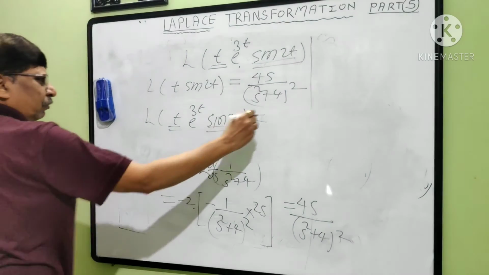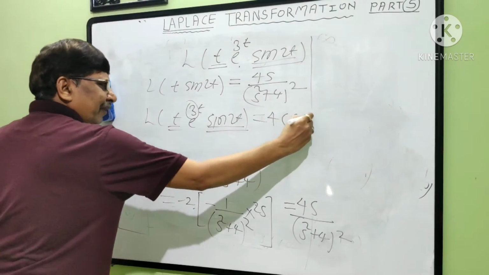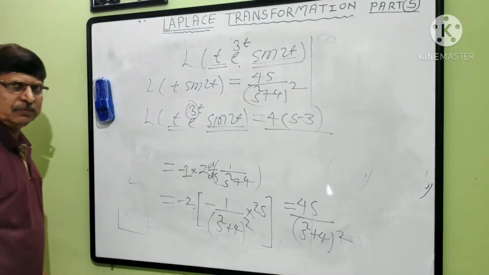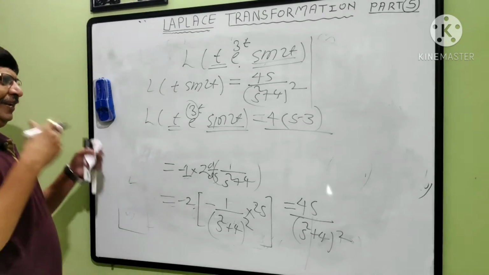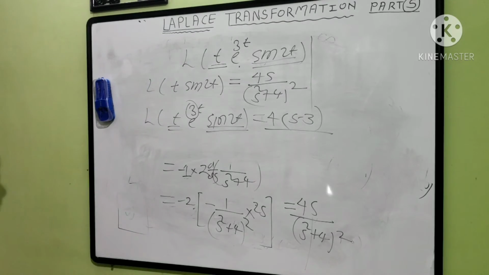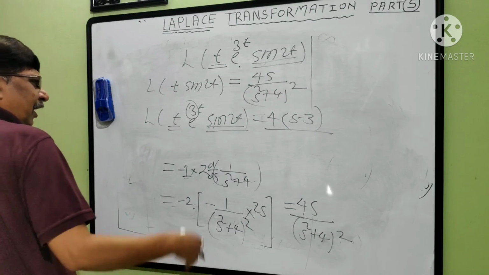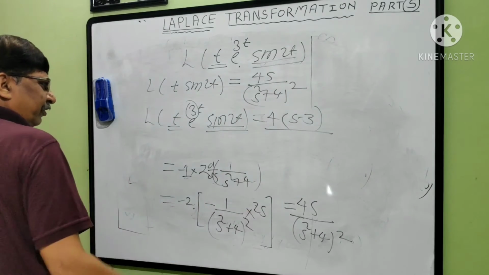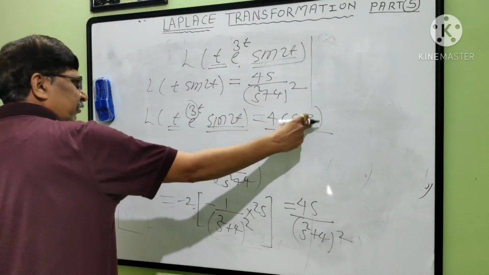F of s minus a means replace s by s minus a. Here a means 3, so s minus 3. For that, previous videos are important. I have explained, I have taken some from the book, and I have also written those formulae again and again. That's why it is very simple now. Replace s by s minus a.